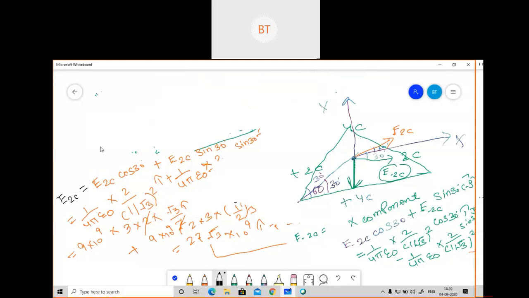So if I can write here this value, what is this value? 9 into 10 to the power 9, into that 3 will go outside, then 3 into 2 under root 3 will be 3 into 2, and cos 30 means root 3 by 2. So I'll put here root 3 by 2 I cap.